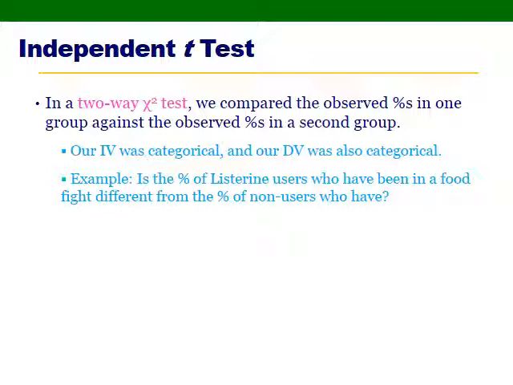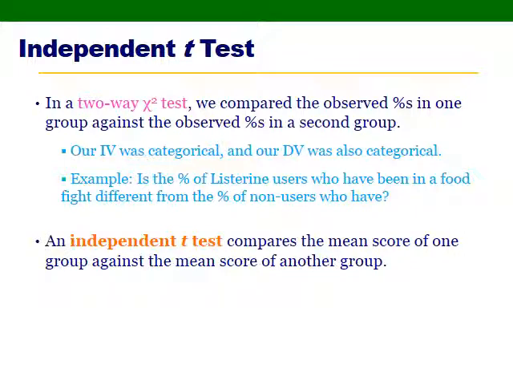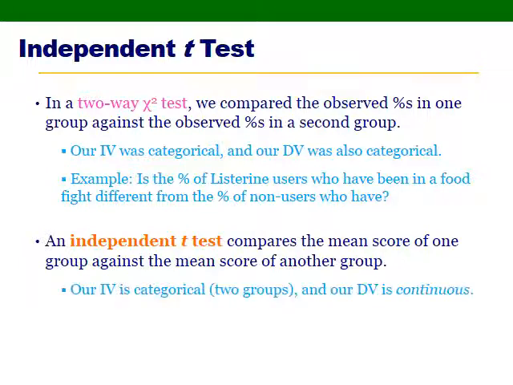So we could calculate the percentage of Listerine users who have been in a food fight and the percentage of non-Listerine users who have been in a food fight and use a two-way chi-square test to see if those two percentages are different. In an independent t-test, we're doing something similar, but the variable that we're comparing our two groups on is a continuous variable.